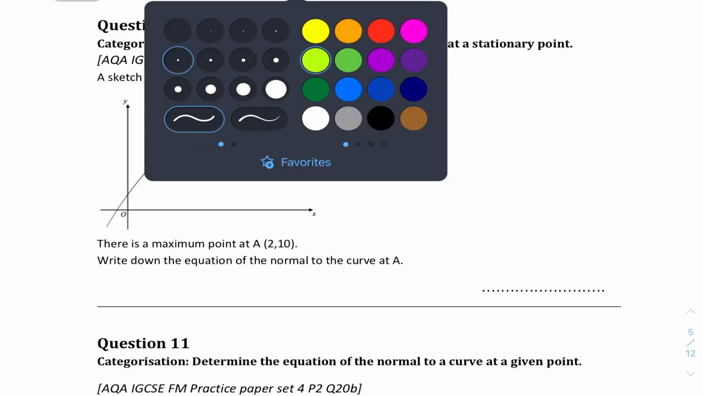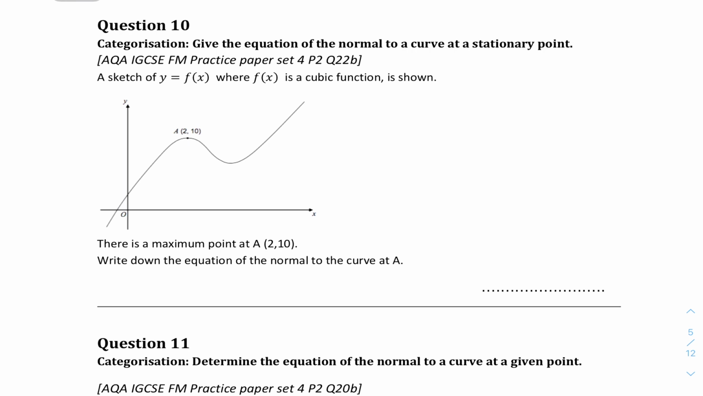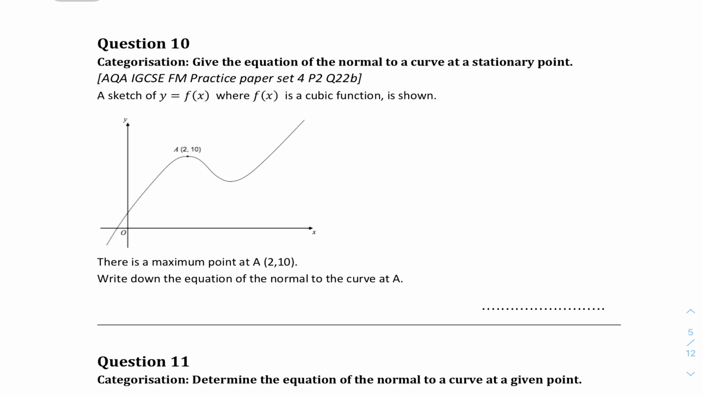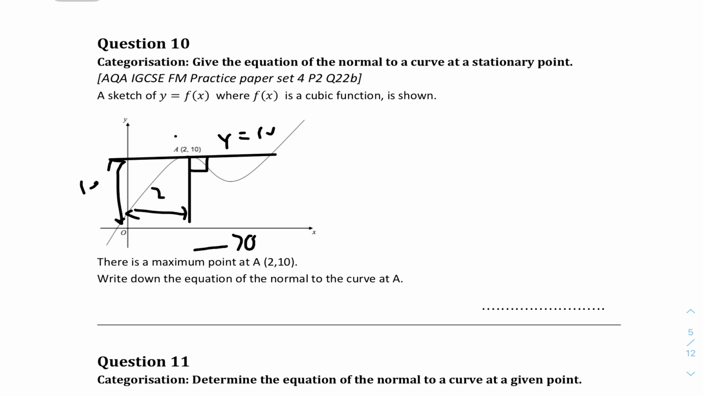And question 10, there's a maximum point at A, which is at (2, 10). Write down the equation of the normal to the curve at A. So a maximum point is the same as a stationary point, which has a gradient of 0. So we know that this is the tangent, which would be y equals 10, because this right here is 10. So this right here will be the normal, because the normal is always 90 degrees to the tangent. So we know that A is (2, 10). That means this must be 2. So this line must be x equals 2. So the normal to the curve is x equals 2.